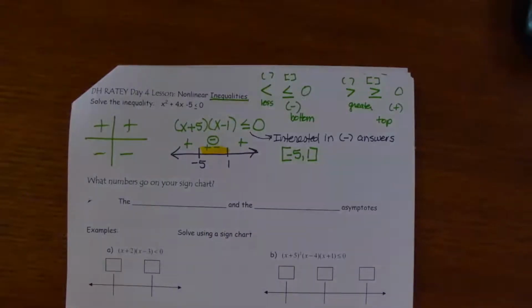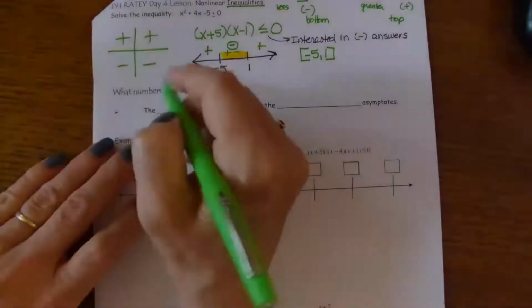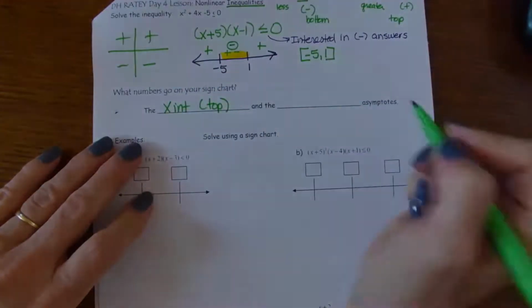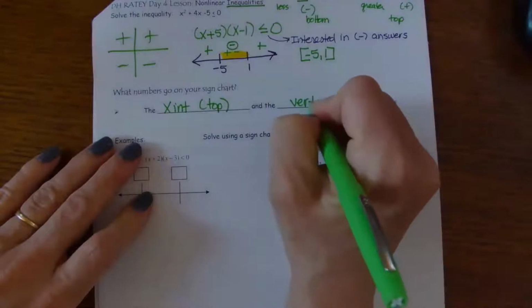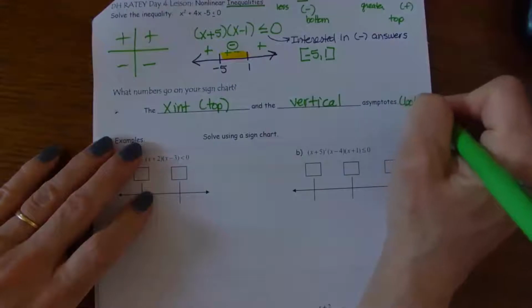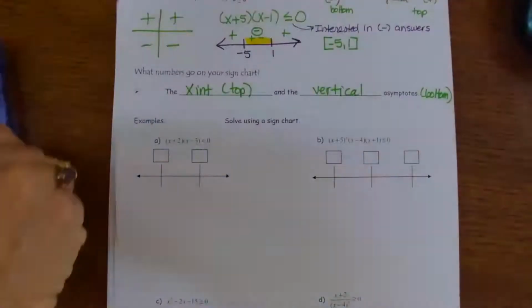So when you do a sign chart, now this one was easy, it was a polynomial, but we're really going to be interested in rational functions. Rational means there's a fraction, so there's a top and a bottom. So for a rational function, what numbers go on your sign chart? The x-intercepts, or the top, and the vertical asymptote or the bottom. So if you are lucky enough to have a fraction, you got to check whatever zeroes out your top and your bottom. That's what you're looking for, those critical points.